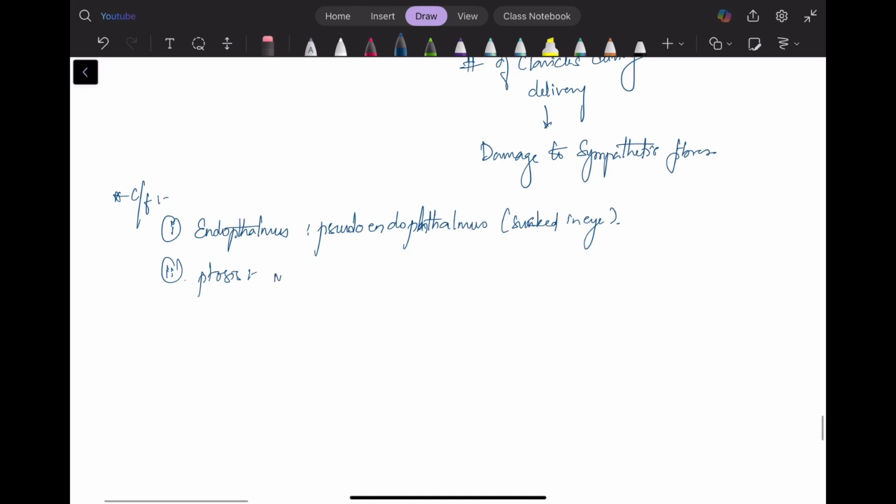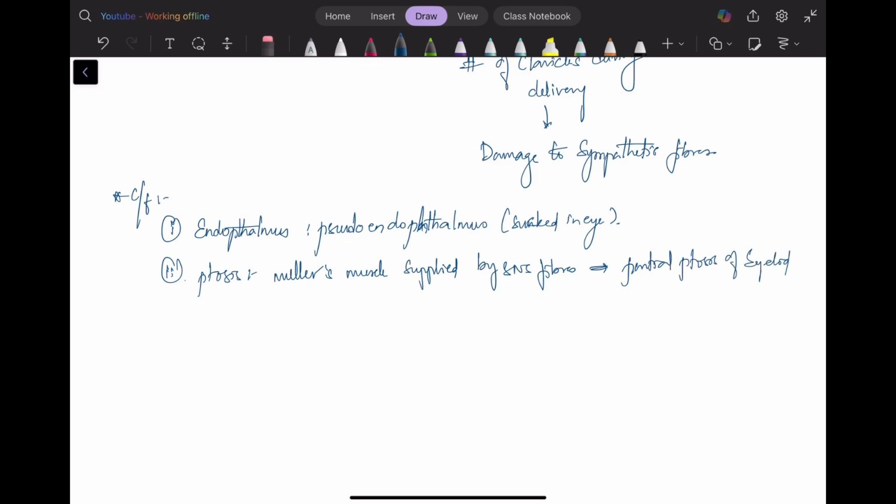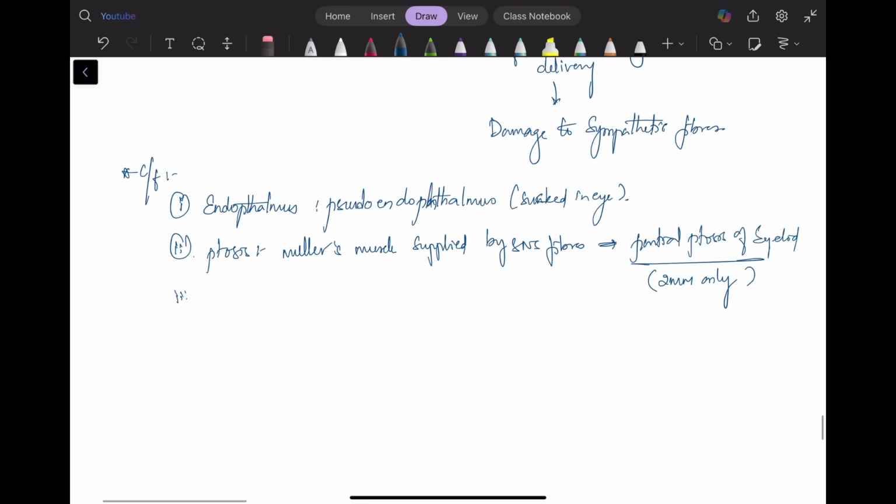Then we have Muller's muscle supplied by sympathetic nervous fibers, where partial ptosis of eyelid is seen. Okay, after this video, if you have not watched my ptosis video, it's not a promo for that video, you can go and watch if you are interested. Okay, so that you will understand better.